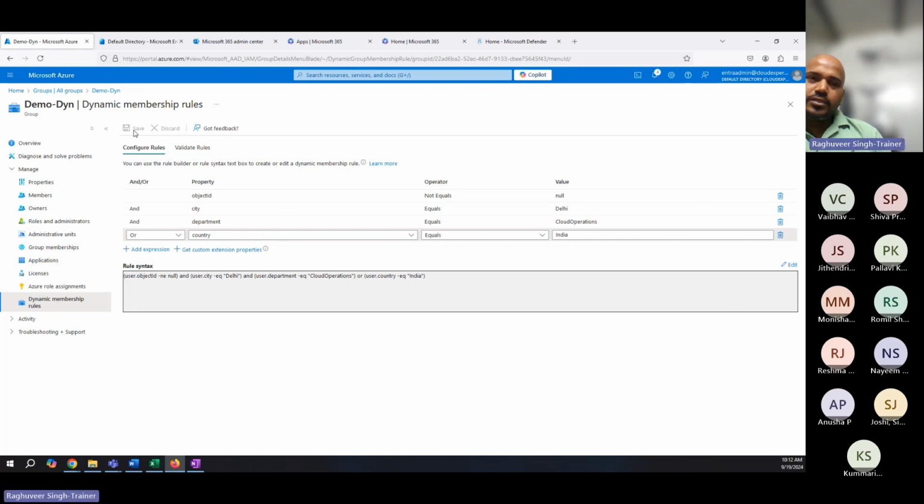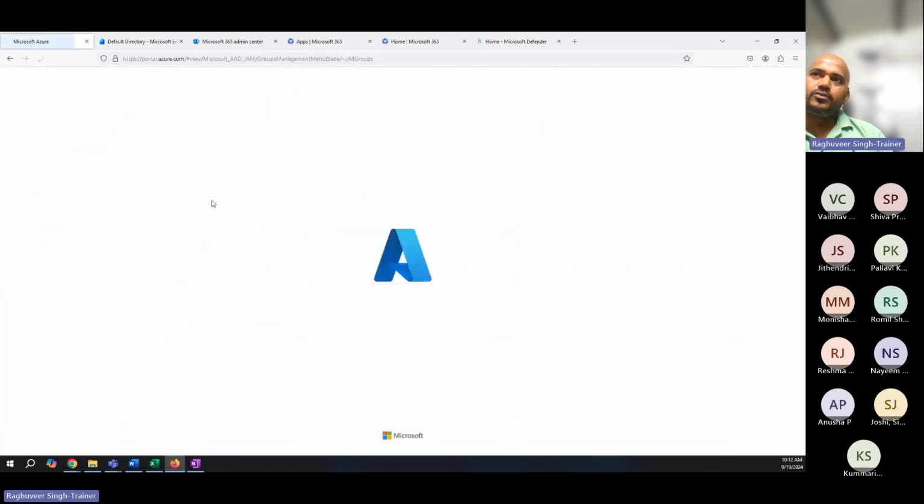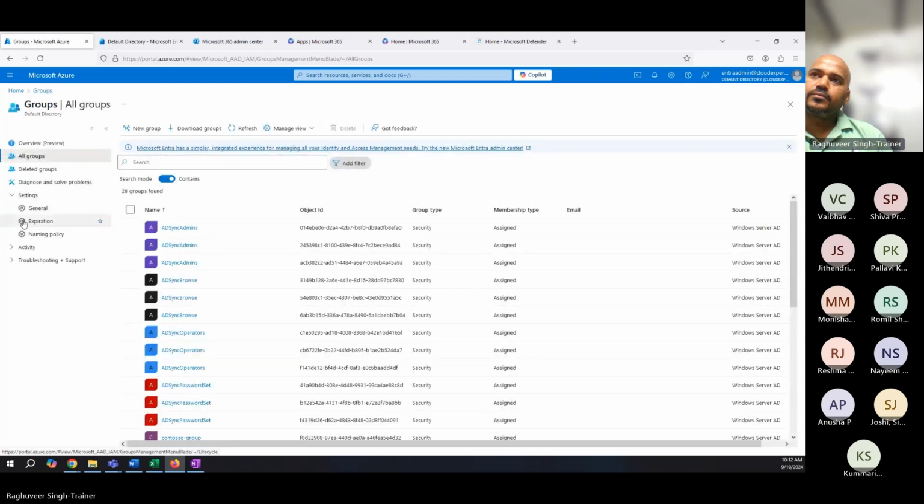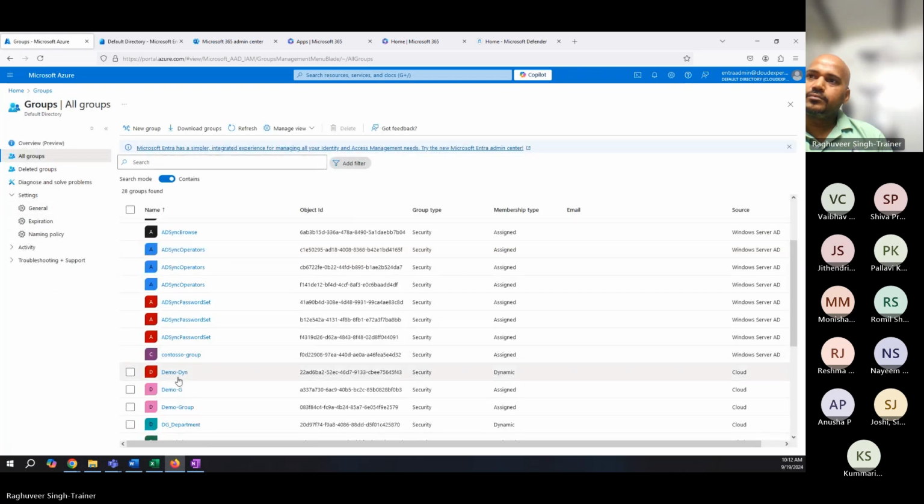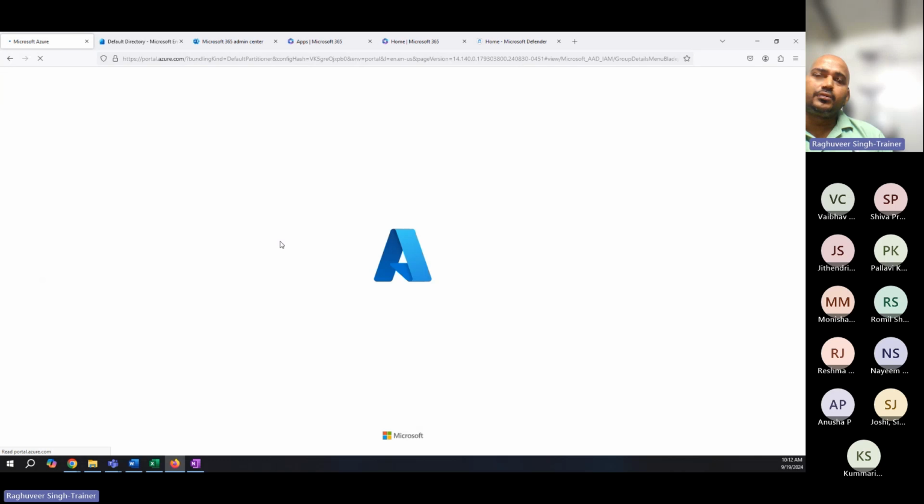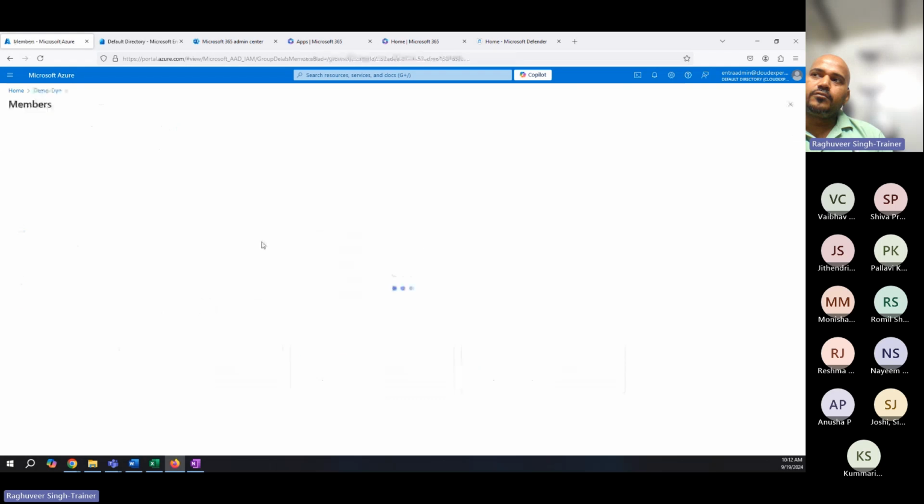What do you think? With this condition in place, will Farhan join the group or not? Farhan is not part of cloud operations. Farhan is not from Delhi. No, he will not be part of this group because he will not satisfy the third condition. Okay, great. So let's see ourselves whether Farhan is joining this group or not. Once again, I refresh so that you're 100% sure here. See, Farhan is not joining the group.